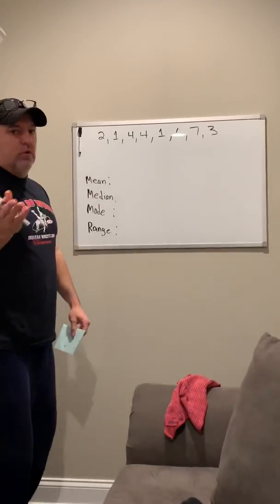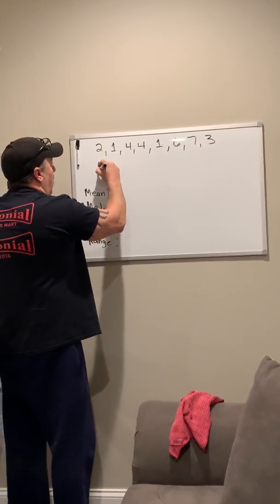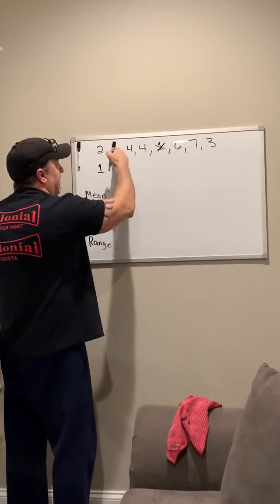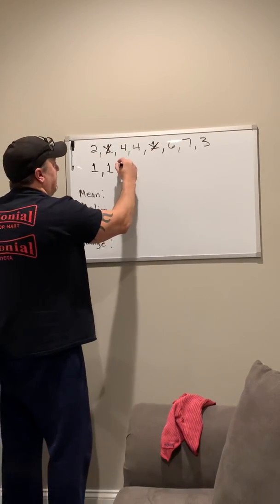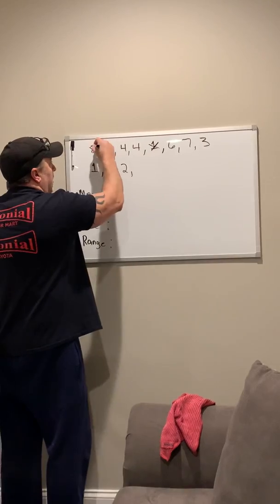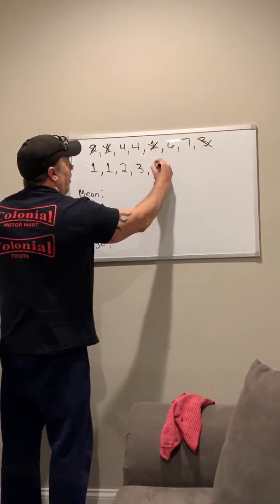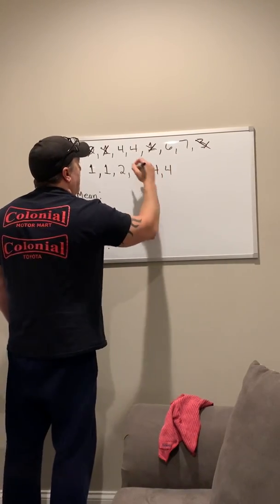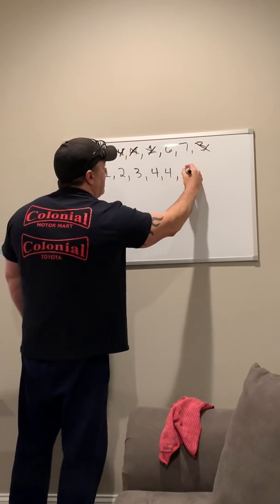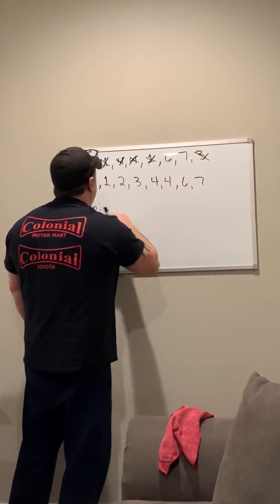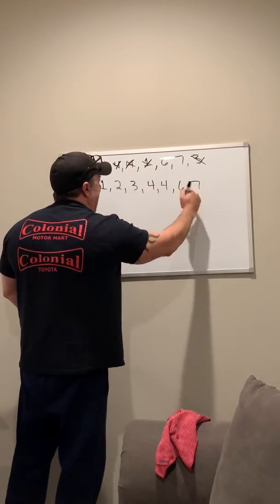I am going to now do my first step, which is putting them from least to greatest. So I got a 1, I cross it off. I have another 1. I put it up there and I cross it off. I have a 2. I have a 3. I have 2 4s. They both need to go up there, guys. So make sure you're not just counting once. I have a 6 and I have a 7. I should have 8 numbers again. 1, 2, 3, 4, 5, 6, 7, 8.